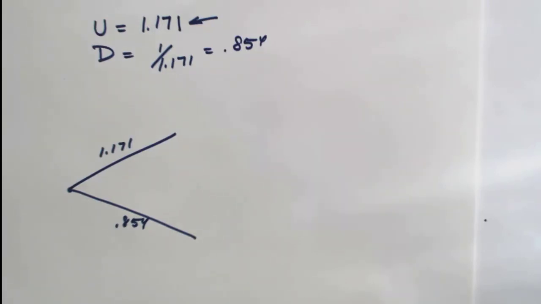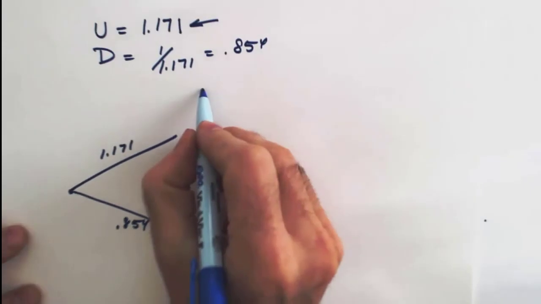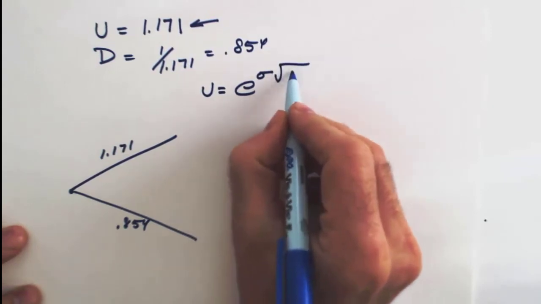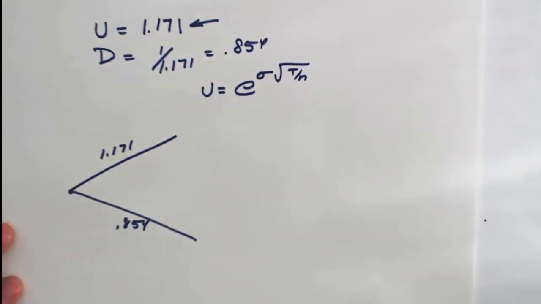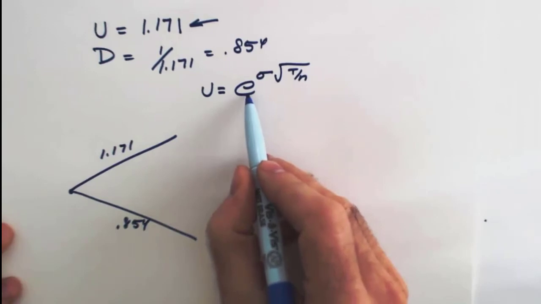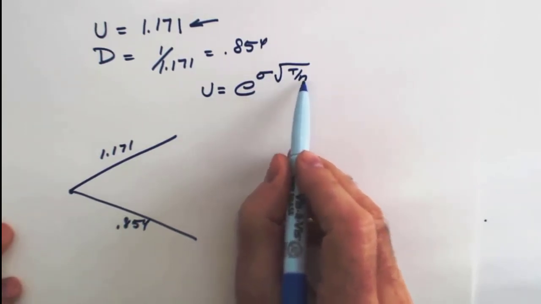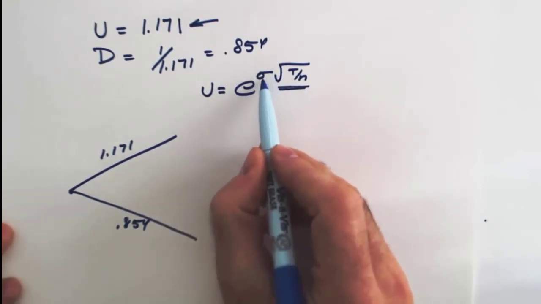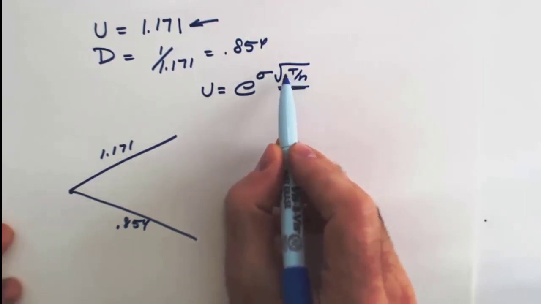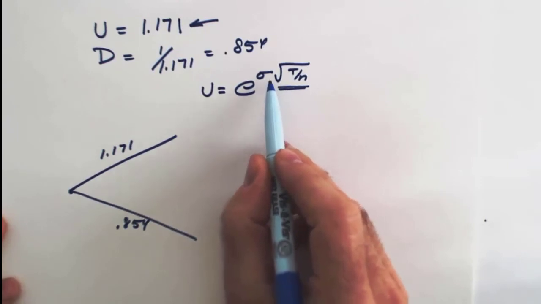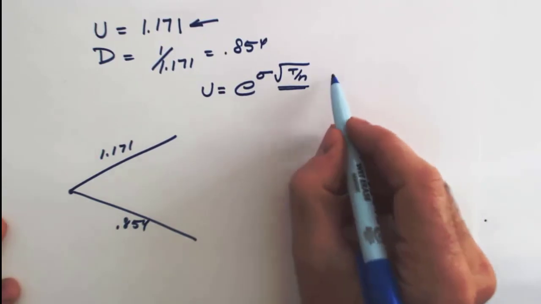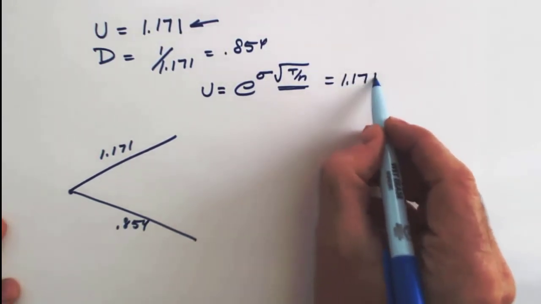Well, it's not hard. It turns out that U equals e to the sigma square root of T over N. Okay? And so there you have the compounding of volatility adjusted for each step. And that's what this part does. It adjusts for each step. And the volatility here, this standard deviation, is on an annual basis. So annualized, so it adjusts for that fraction of a period relative to a year. And e is that compounding process. Now this whole thing equaled 1.171.